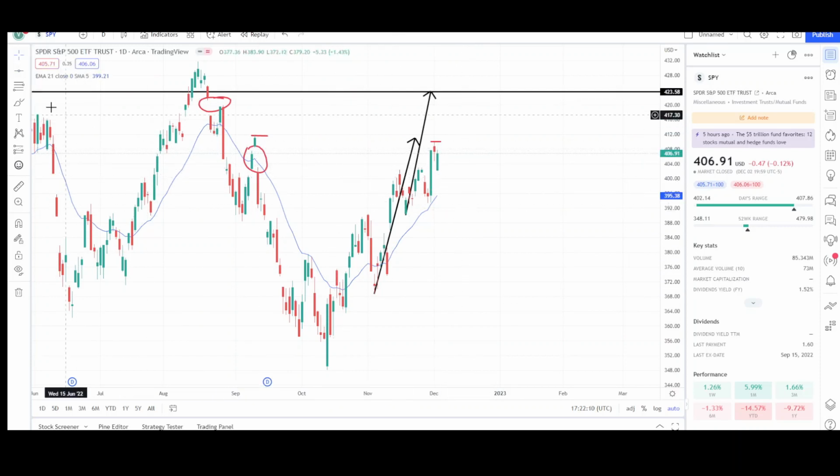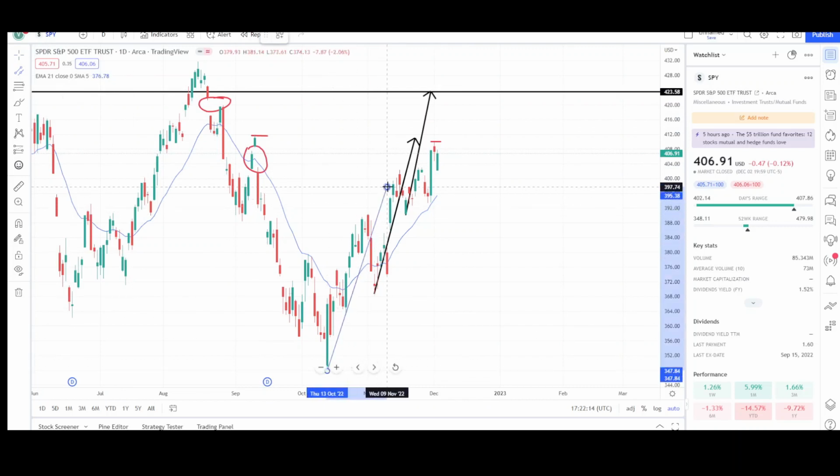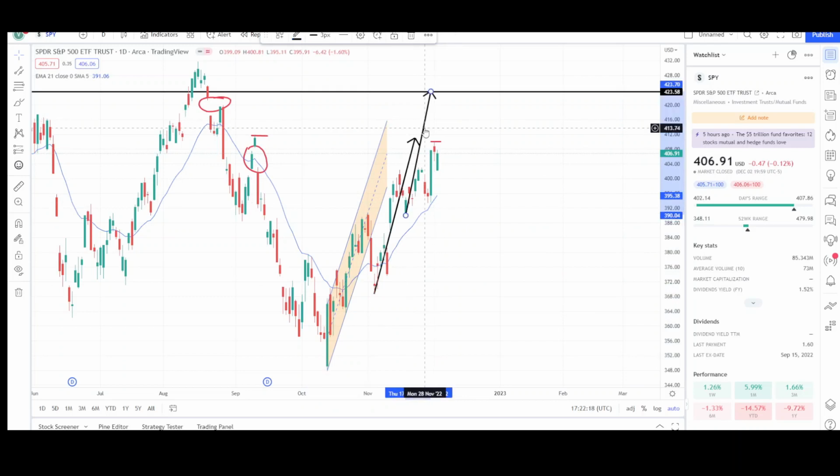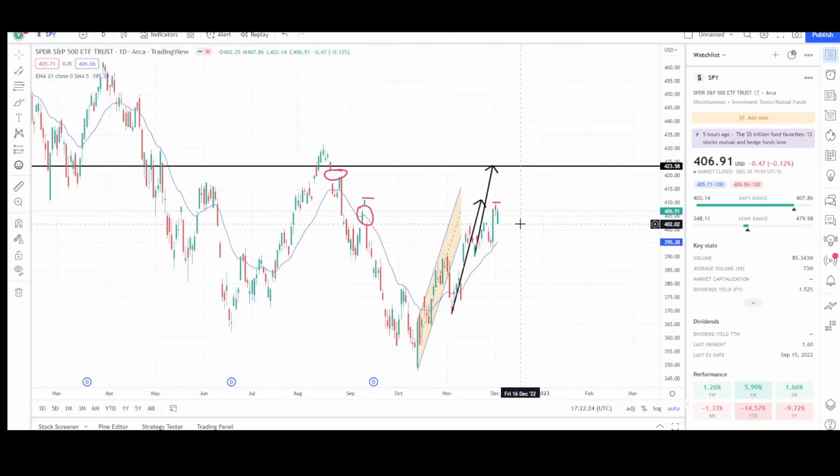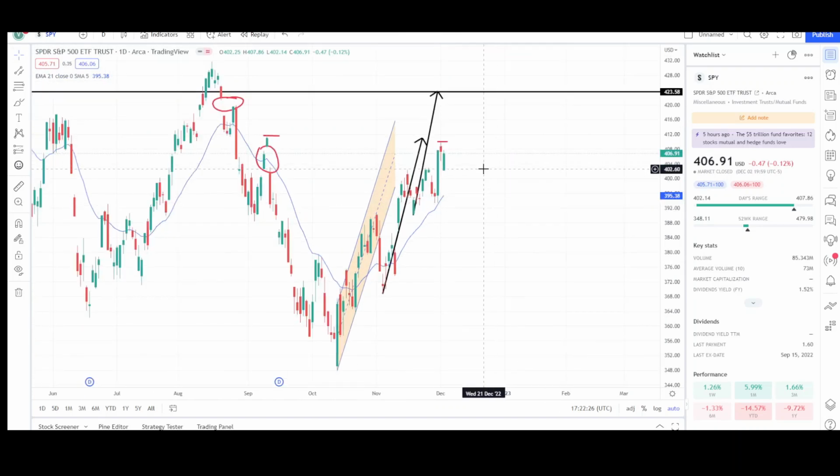Don't want to be trying to pick a top right now. Still looking pretty strong. So we did have this channel right here. Breakout side usually can lead to two legs up, and the two legs up would take us right to that 422, 423 level. So it's still looking pretty bullish for the SPY. We cleared out that 402 level, came back to it, bounced from it. Now it's looking like it's going to clear the 410 level and then the 412 level. So it's looking pretty good right now.